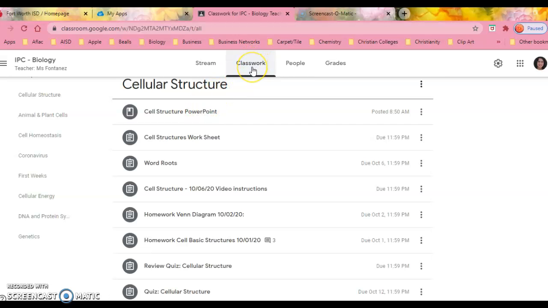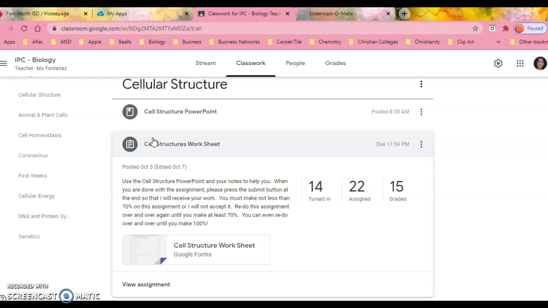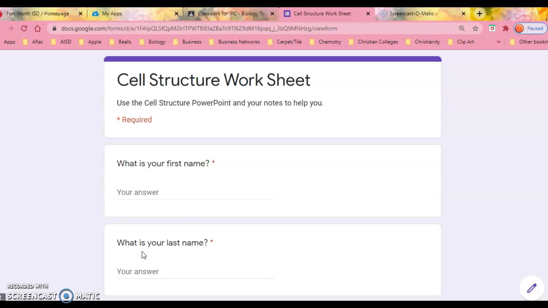So we're on the classwork page and go down to where it says Cell Structure Worksheet. And this is the worksheet that we're using to review for our quiz. The quiz is going to be on cell structure. So I'm going to click this open. And notice right next to this tab over here, right next to the classwork tab, you have the cell structure tab right next door. Let's go back to the classwork tab.